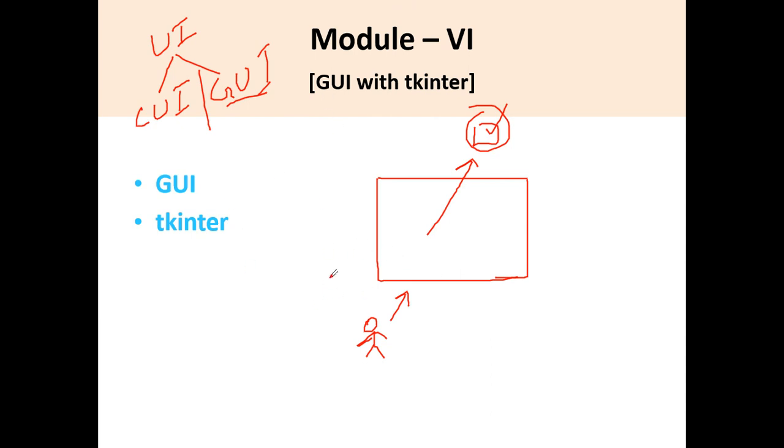Since Python is a programming language, using Python we can develop software, or you can say nowadays software is termed as apps or applications. So every application must have some user interface. That interface can be of CUI, can be of GUI. We are talking about GUI, graphical user interface.